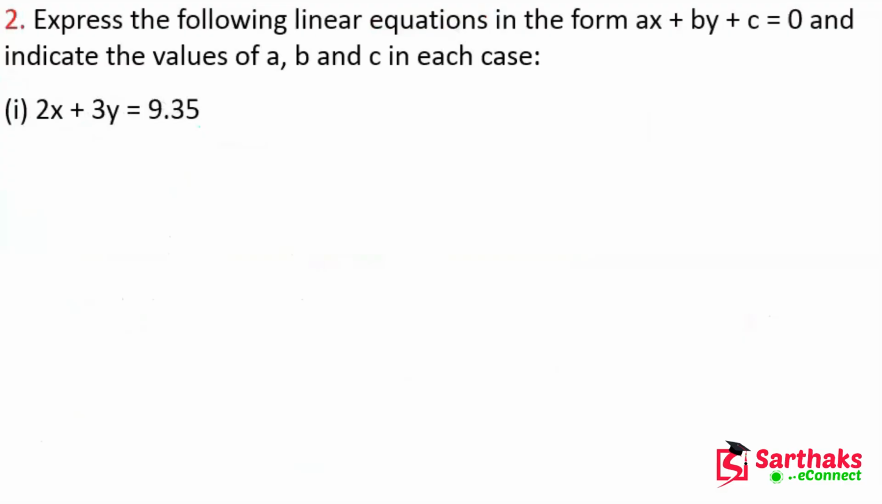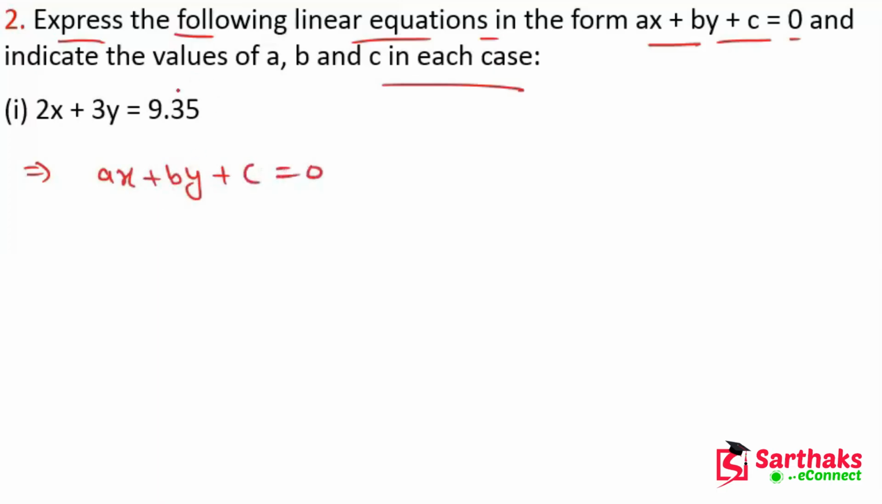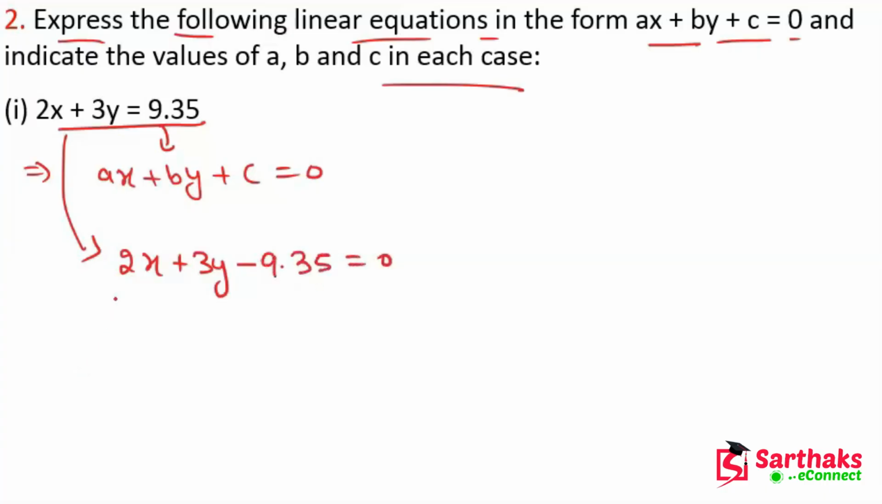Now the second question is: express the following linear equation in the form ax plus by plus c is equal to 0 and indicate the values of a, b and c in each case. Here we have 2x plus 3y is equal to 9.35. We have to compare with the equation ax plus by plus c is equal to 0, so we convert this equation into that form. We get 2x plus 3y minus 9.35 is equal to 0.